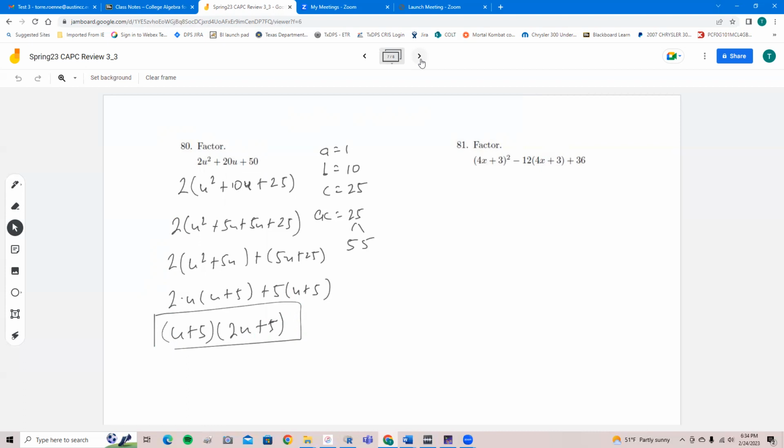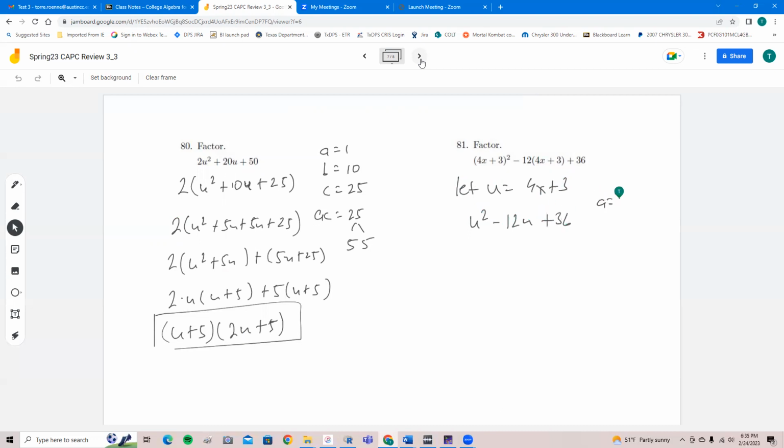Okay, 81. Resist the urge to distribute everything, especially this, because this is not a distribution. This is 4x plus 3 times itself. Let's use substitution. Because we got 3 terms, the setup looks an awful lot like a trinomial that we're used to factoring, except to this, you have an expression instead of a simple variable. So let's go backwards. Let's let u equal 4x plus 3. If that's the case, then we have instead u squared minus 12u plus 36.